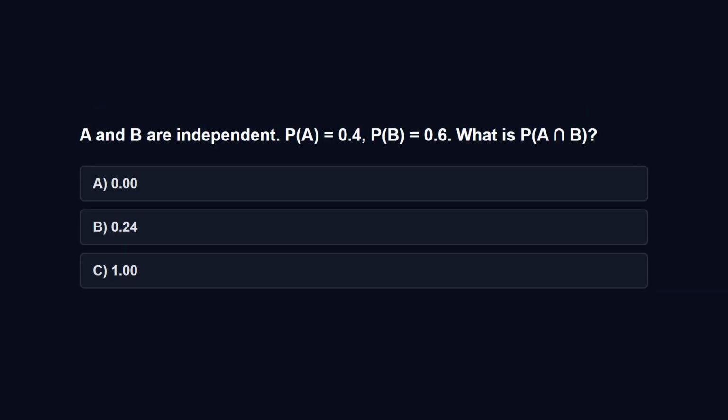Question 3. 2 events, A and B, are independent. P of A is 0.4 and P of B is 0.6. What is P of A and B? If you chose 0.24, you are correct.